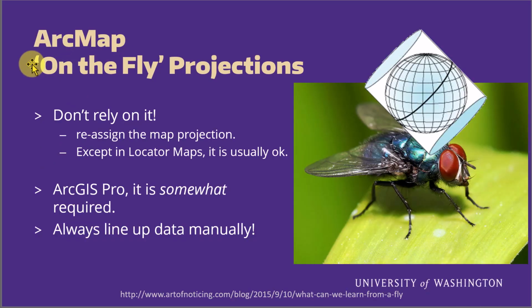In ArcMap, we could get rid of on-the-fly projections. And this is just a silly image that I created with a projection on a fly. And here's the link to the fly. And this is an Esri image that I grabbed. But we cannot rely on the fly projections. So what that means is our data, our actual data, needs to be properly projected to the same coordinate system.